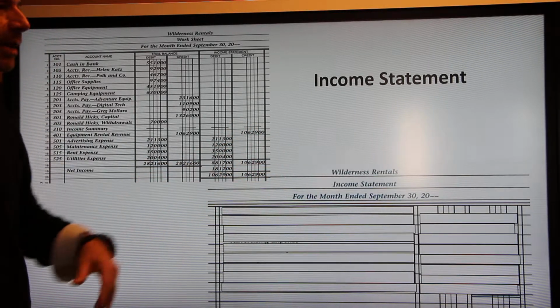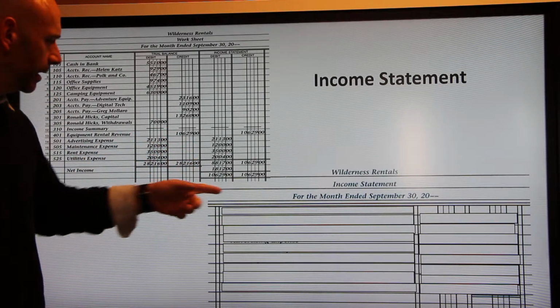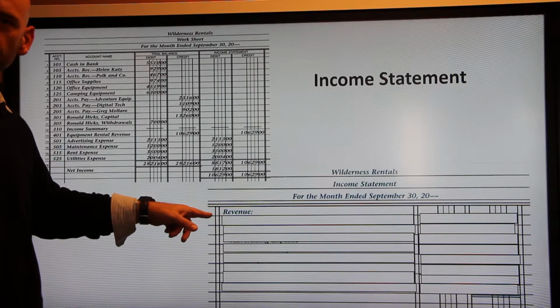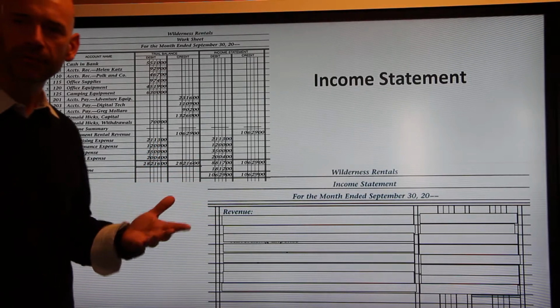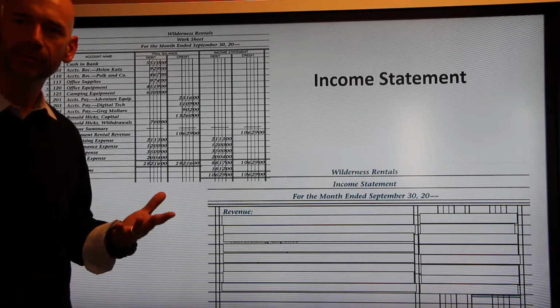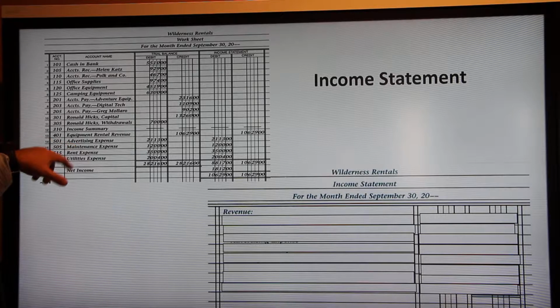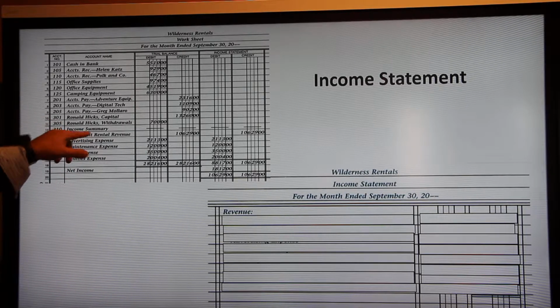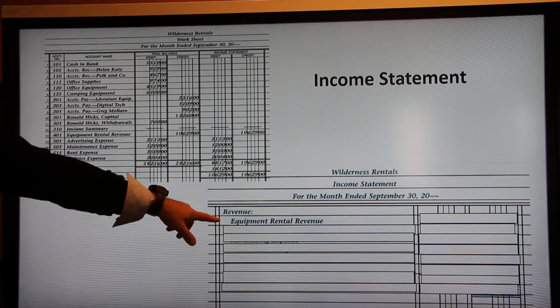Okay, so now that we have our heading, we have to go on to the next section. Heading was first, second is revenue. So we would just write the word revenue, okay? Simply start by putting the term revenue, and now we're going to list all of our revenue accounts and the amounts. So you look at the worksheet and you find your revenue categories. All revenue accounts will start with the number 4. In this case, we have equipment rental revenue listed here on the worksheet. So we would list it here.